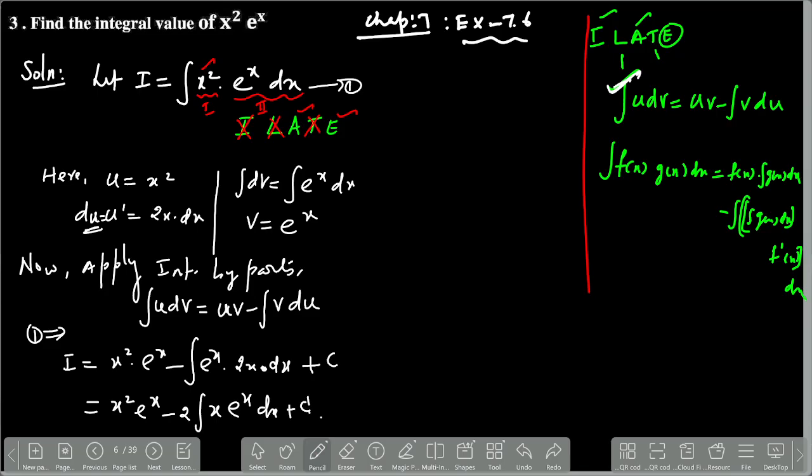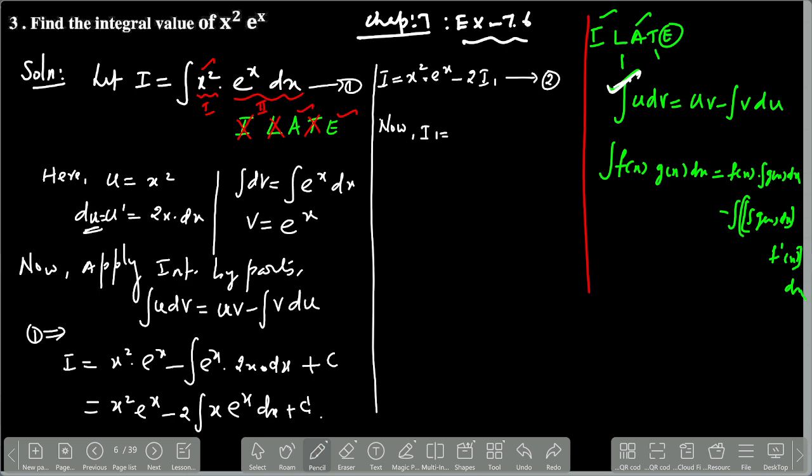Carefully listen students. Here finally we are going to get the answer. I equal to x square e power x minus 2 into I1. We may call this equation number 2, or otherwise you can do it continuously, no issue. Now what is I1 equal to? Integral x into e power x dx. Correct? Here I forgot dx.